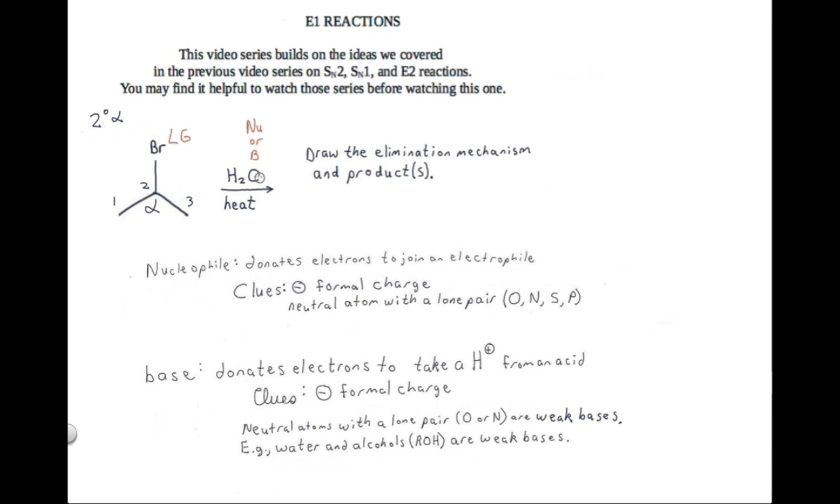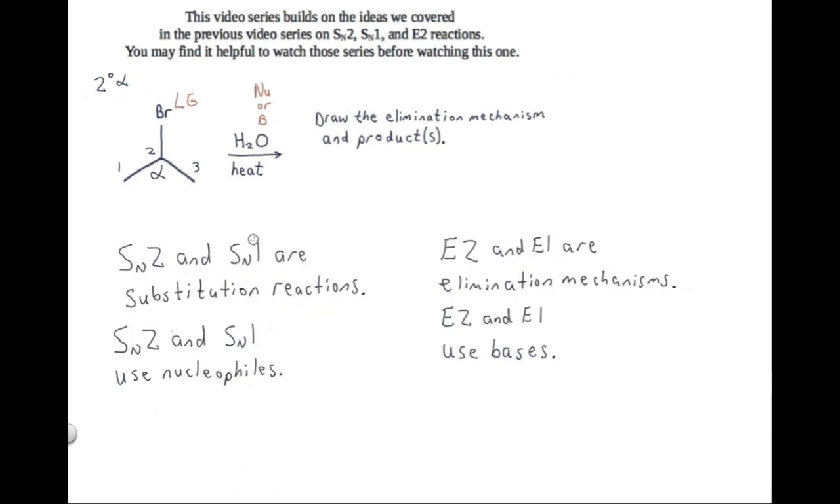Well, which will it be? Will the neutral oxygen play the role of nucleophile or base? Well, the problem told us that we need to draw an elimination mechanism. SN2 and SN1 are substitution reactions. The S stands for substitution. SN2 and SN1 use nucleophiles. E2 and E1 are elimination mechanisms. The E stands for elimination. E2 and E1 use bases.